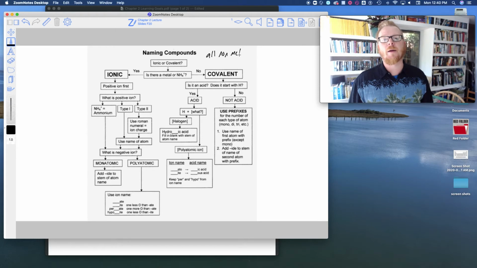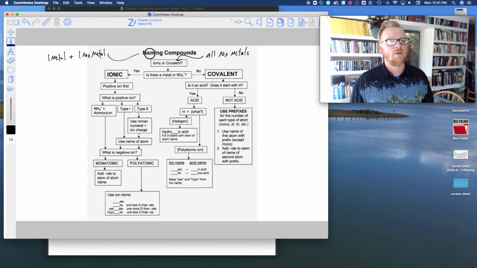So I shouldn't say all nonmetal compounds are covalent compounds. It is made up of all nonmetal atoms, right? A covalent compound is made up of all nonmetal atoms, and the ionic compound is one metal plus one nonmetal. So that's the first place to start, is recognizing is it ionic or covalent.